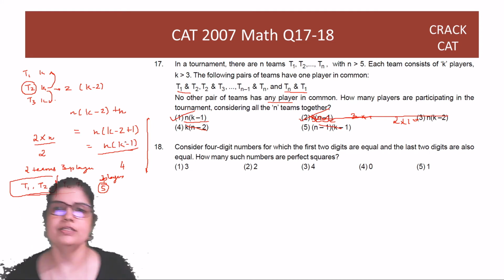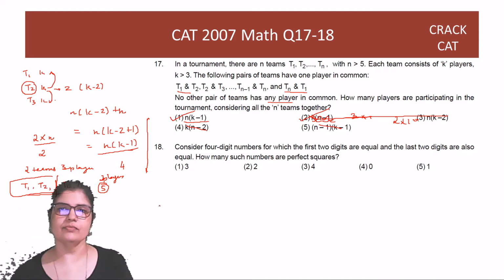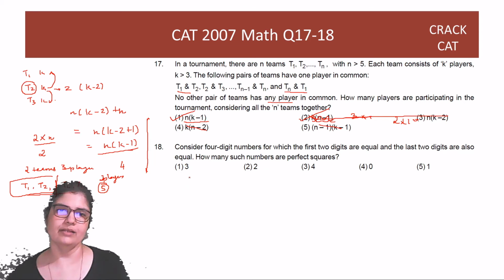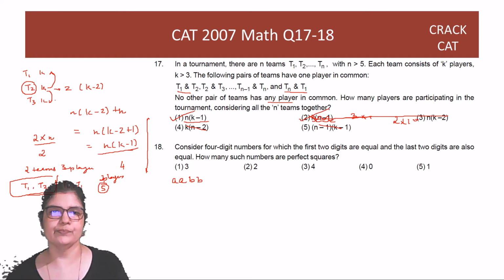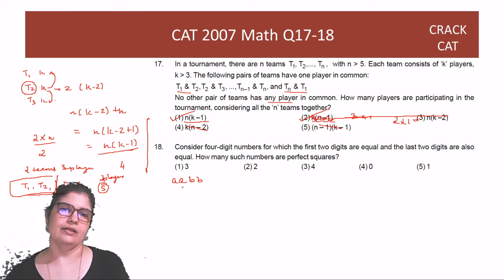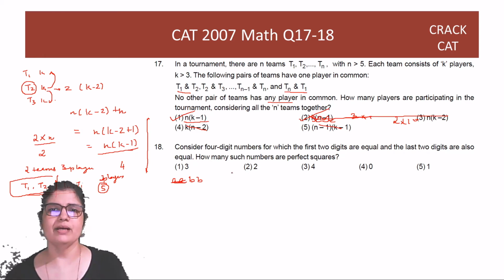Consider 4-digit numbers for which the first 2 digits are equal and the last 2 digits are equal. How many such numbers are there? So you are looking at something like AABB, right? अभी AABB को पूरा नंबर मत देखो, आप सिर्फ BB पे थोड़ा हम कॉन्सेंट्रेट करते हैं. ओके, तो BB का वैल्यू क्या हो सकता है?